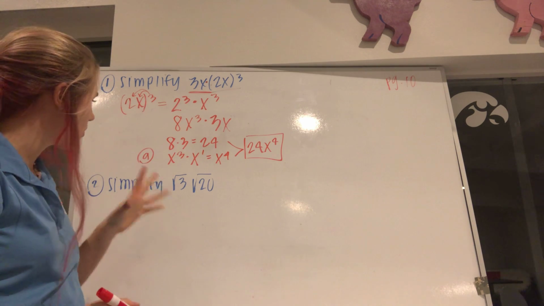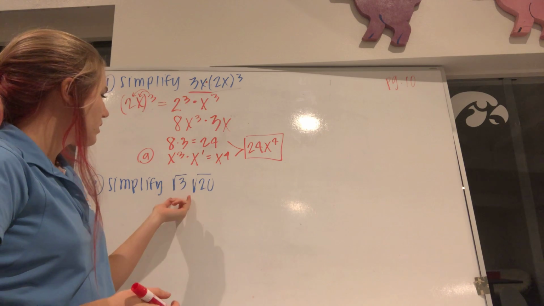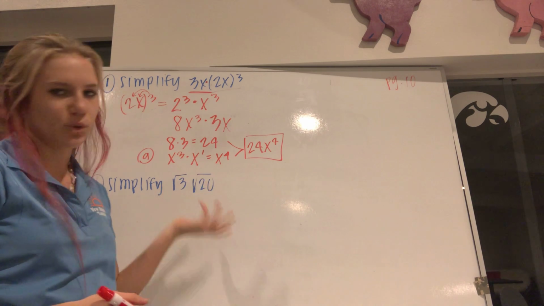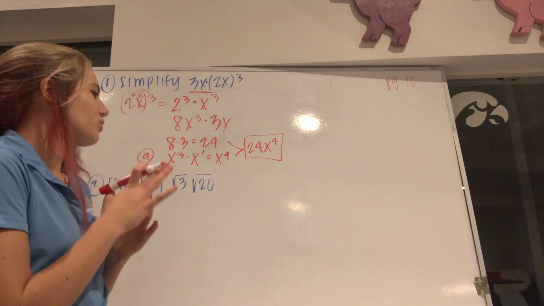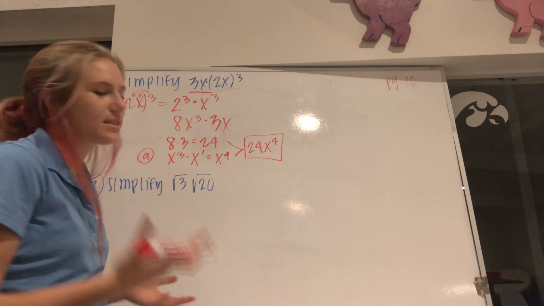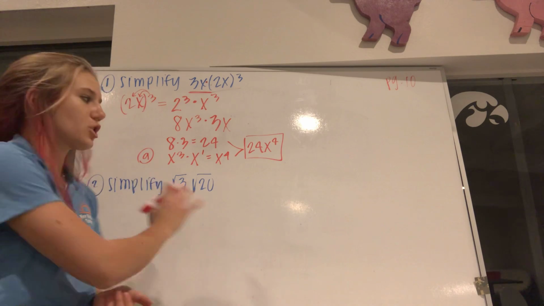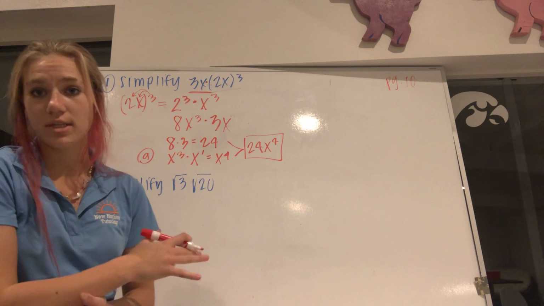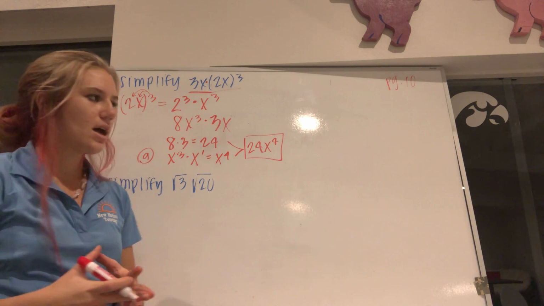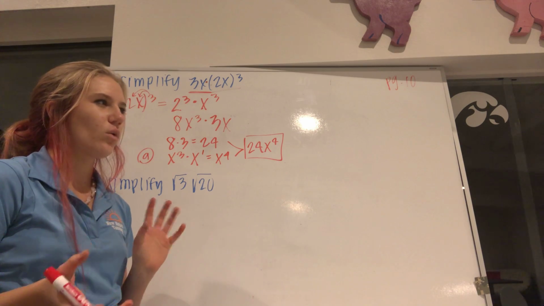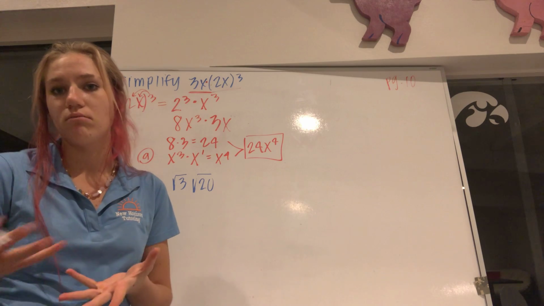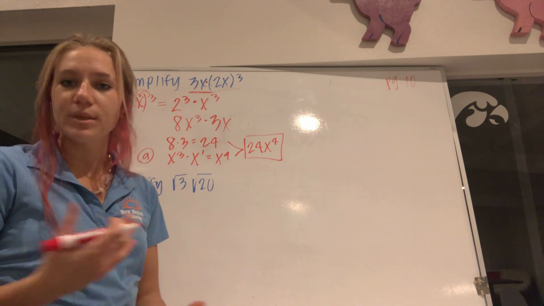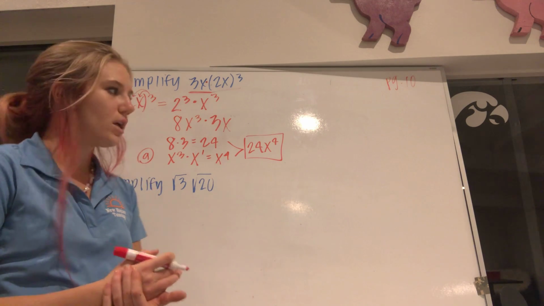Moving on to number two, it wants us to simplify the square root of 3 times the square root of 20. Okay, so even though this isn't directly dealing with exponents, technically it's still dealing with square roots, which is just a super important core skill, being able to simplify down square roots. It's kind of like its own little baby tiny subsection. And then you can also obviously apply it to problems whenever you're simplifying something, whenever you're solving something out. So it's super important.